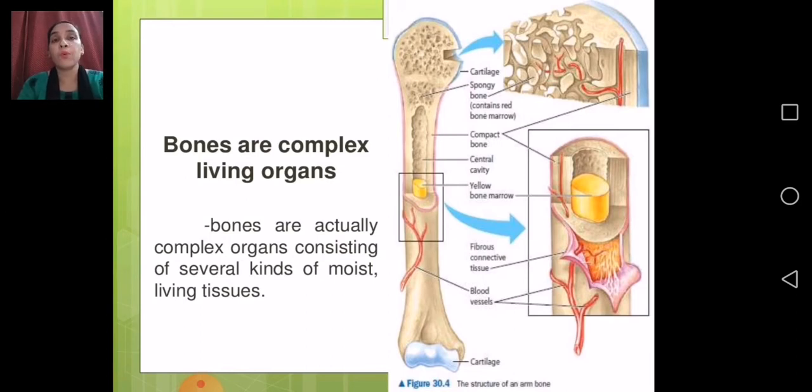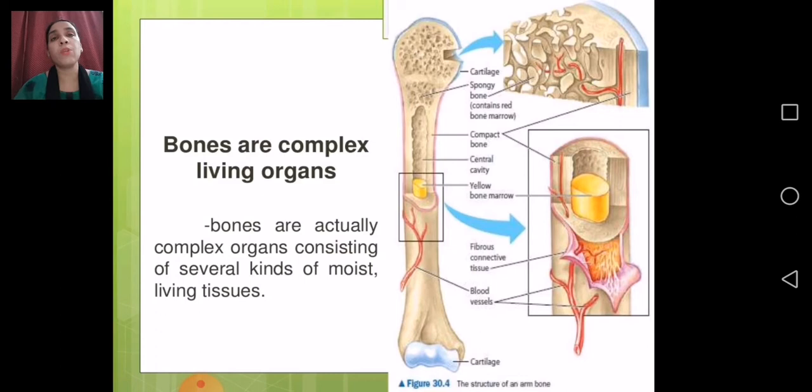Then we have bone marrow also. In the picture you can find this yellow structure, which is your bone marrow, present inside your bone. Many complex living things are present in your bone, and we will go through them one by one. Cartilage is clear to us now: cartilage is a soft bone. Then ligaments work like a cushion. Then we have bone marrow.